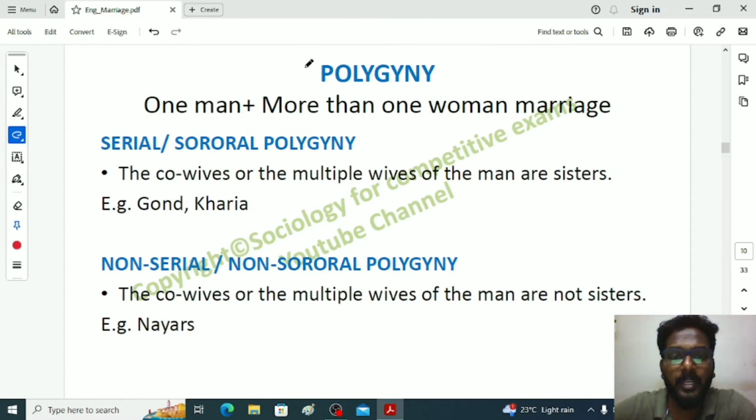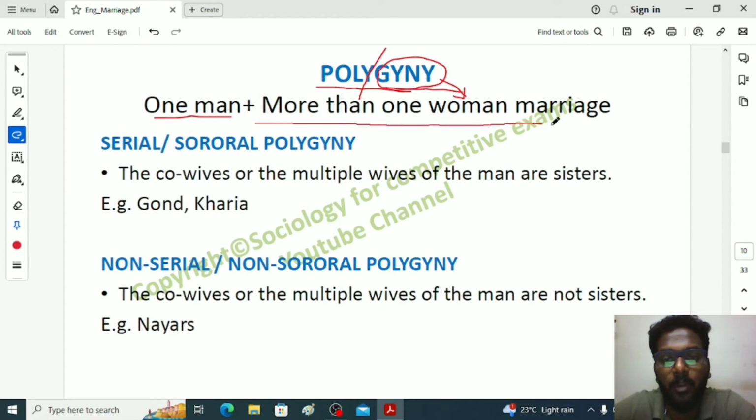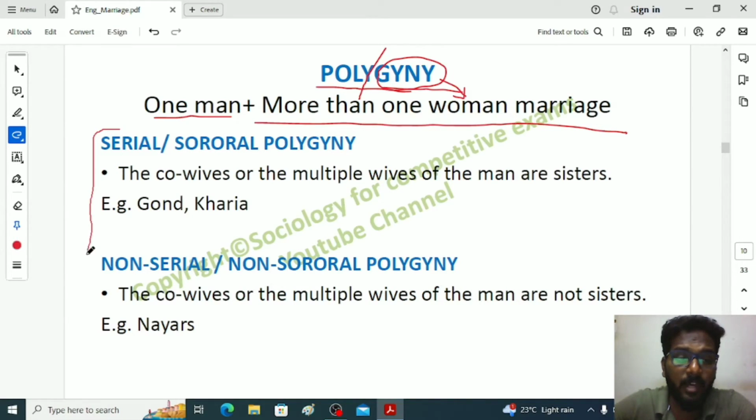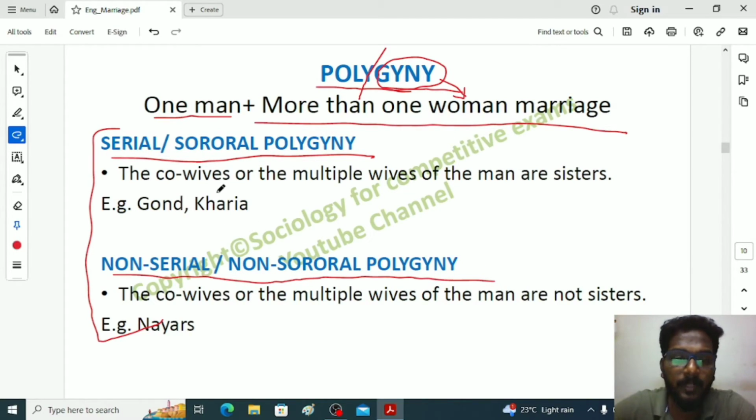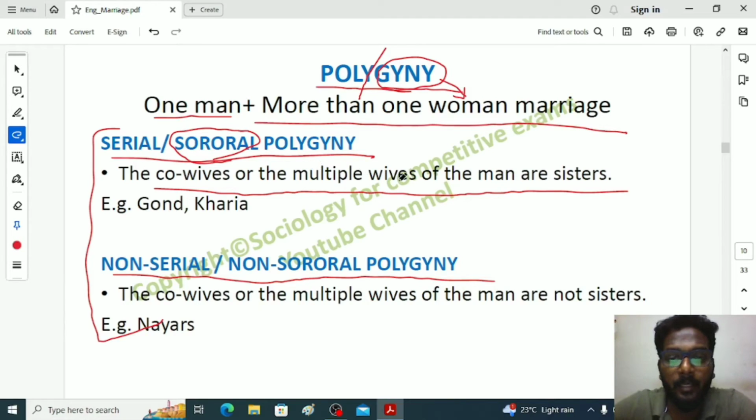Now, getting into the next form of marriage, it is part of polygamy. It is called polygyny. Poly means more than one, gyny means woman. So in this form of marriage, one man will marry more than one woman. It has two different forms, serial or sororal polygyny and non-serial or non-sororal polygyny. In this marriage, the co-wives of the man are sisters. Sororal means sisters in Greek. So in this case, the wives of a particular man would be sisters. This form of marriage is familiar among Gond and Kadar tribes.